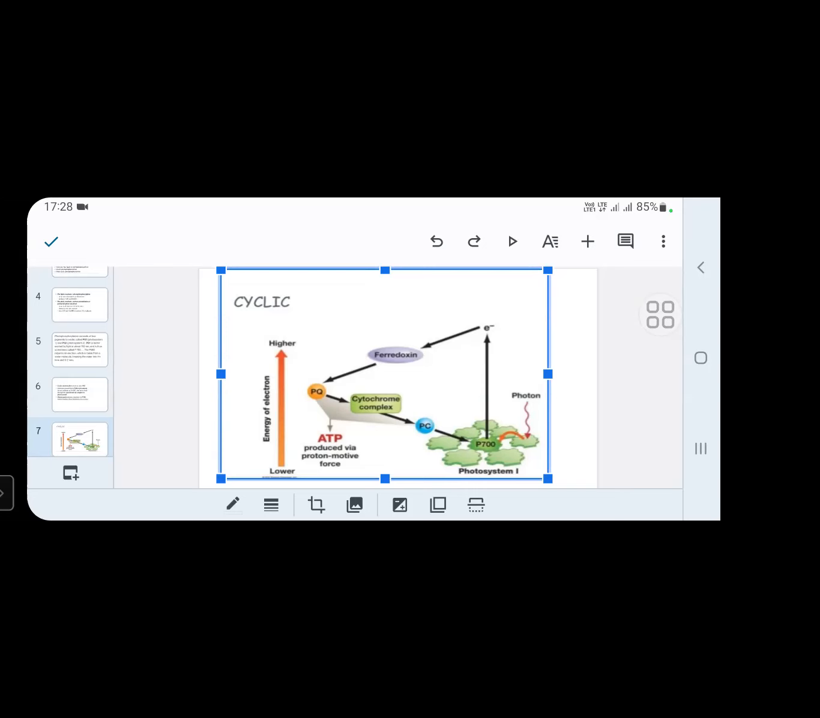E means iron sulfur protein, the primary electron acceptor of PS1. From the iron sulfur protein, the electrons move to the plastoquinone through the ferredoxin. So the plastoquinone becomes reduced, that means PQ to PQH2. So both reduction and oxidation states are observed in that state. The protons translocated through the plastoquinone pool are released into the lumen of the thylakoid membrane.